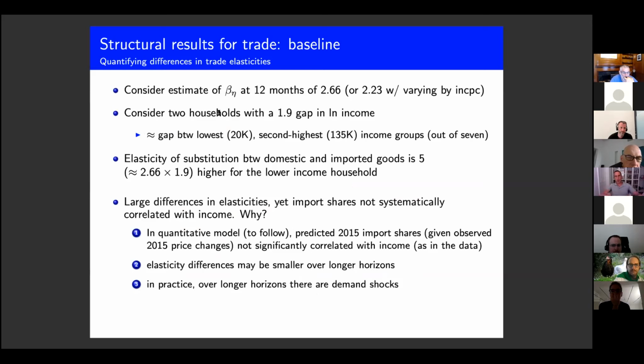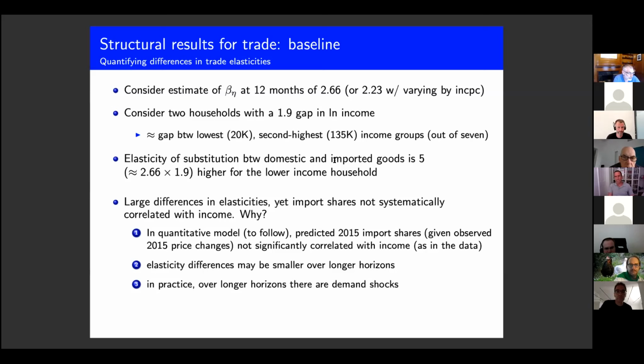Consider two income groups, one with less than 20,000 francs income and the other with 135,000 annual income. So these are almost the two extreme income groups. Then our estimates imply that the import elasticity is five times higher for the lower income household group. So this is a pretty large difference. We were surprised by this.